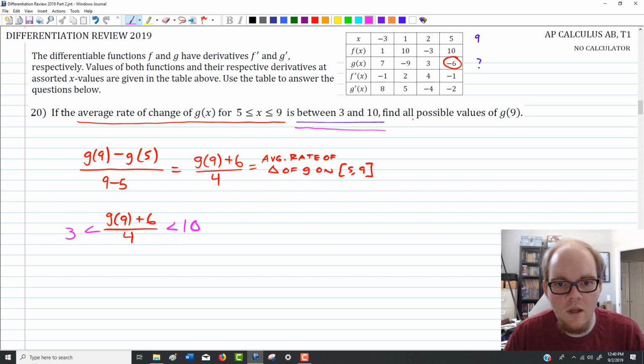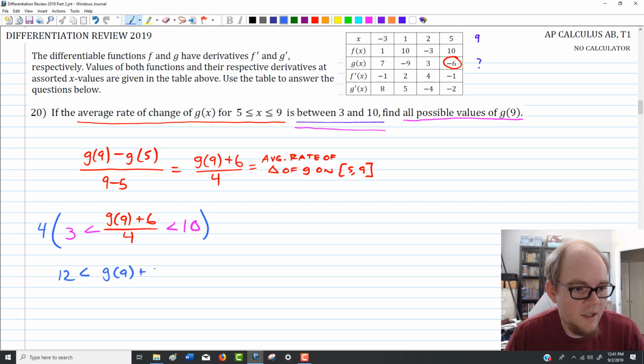So now our question is to find every possible value of g of 9. And by the way, we're not going to find a finite number, we're going to find an infinite number of real numbers, because we're going to find what's called a conjunction, an inequality on this value. So what I want to do is solve for g of 9 in this inequality. I'm going to first multiply the entire inequality by 4. My goal is to get g of 9 by itself, so I'm trying to clear out everything I possibly can. So this gets us 12 less than g of 9 plus 6, which is less than 40. From there, we still got to get g of 9 by itself, so I'm going to subtract 6 from both sides.